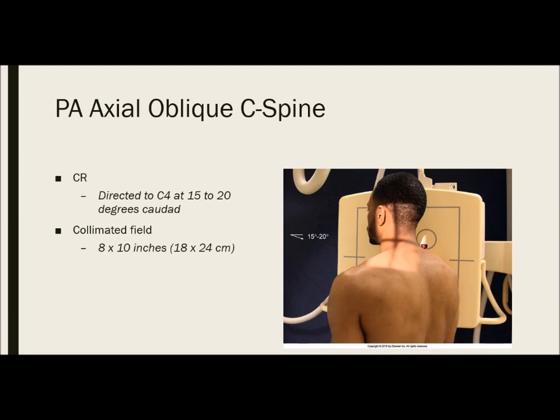Now our central ray for this one is going to be directed to C4 at a 15 to 20 degrees caudad. Now our AP axial was cephalad. Our PA axial is caudad, and our collimated field for these ones is an 8 by 10.